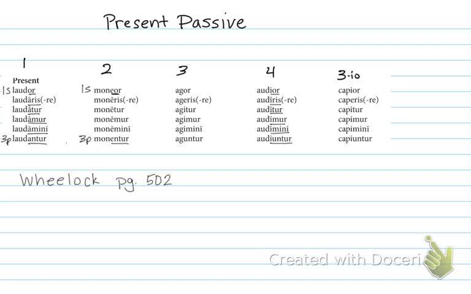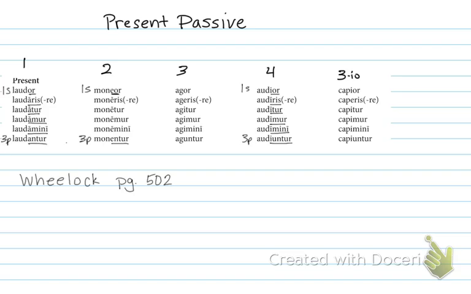Now let's pop over to the fourth conjugation. You'll notice that there's an I in every single ending, but like the second conjugation, the first singular and the third plural are short vowels. Everything else is a long vowel.